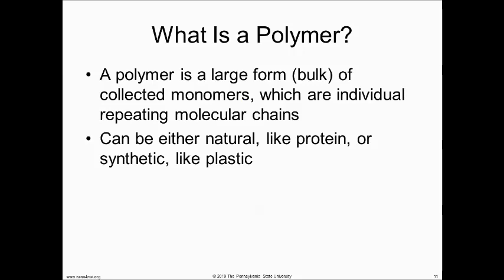So what is a polymer? A polymer is a large form or bulk form of collected monomers, which are individual repeating molecular chains. And as a chemical engineer, you might manufacture or come up with new polymers, right? Or consistently make polymers that are of the right length and the right viscosity for the application. So if you guys are in chemistry and organics, then your role in nanotechnology, an option that you might enjoy because you like chemistry, might be working for a photoresist company.